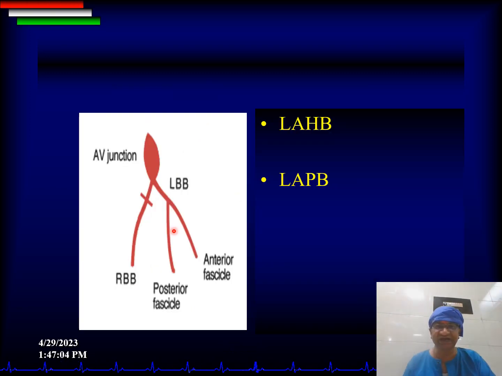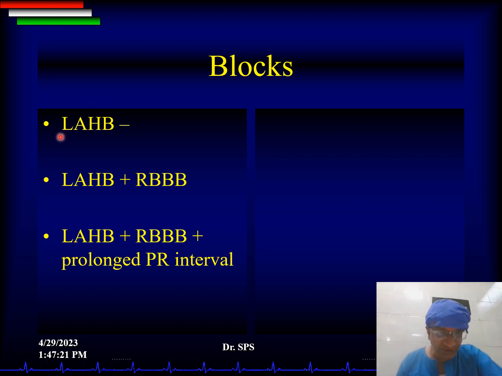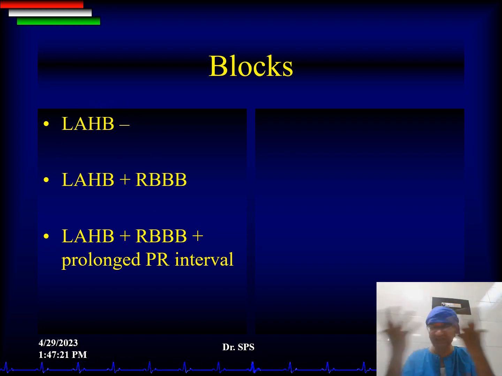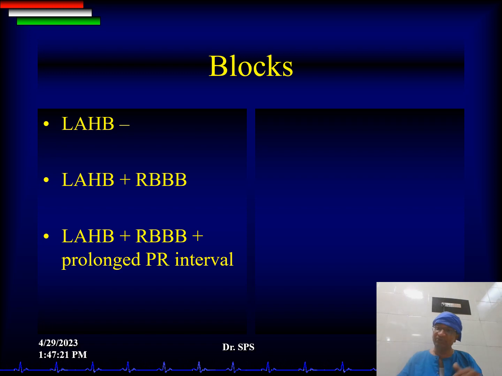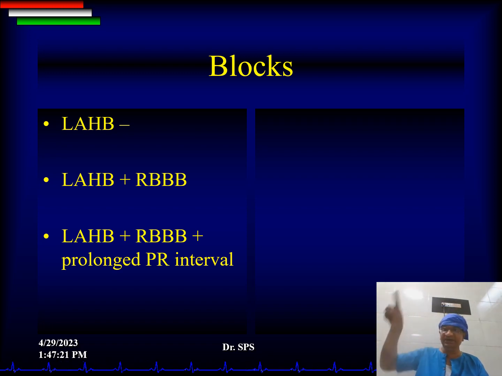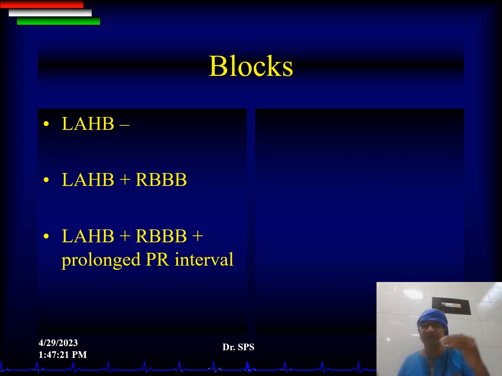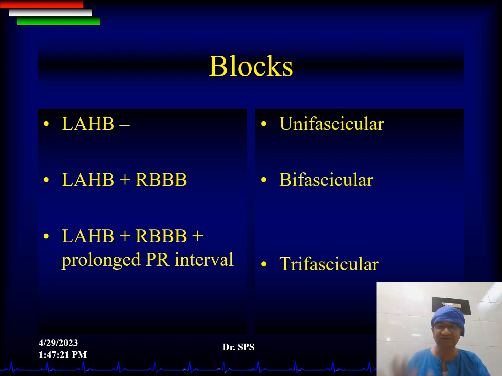There are two things. Left anterior hemiblock: only this is blocked, and this is fine. Left anterior hemiblock is usually found out by there being no other cause, but there is a left axis deviation. But if you have a left posterior hemiblock, you will have a right axis deviation. So left anterior hemiblock is nothing else but left axis. RBBB is unlikely to have left axis deviation. But if you have RBBB with left axis deviation, then it is called bifascicular block.